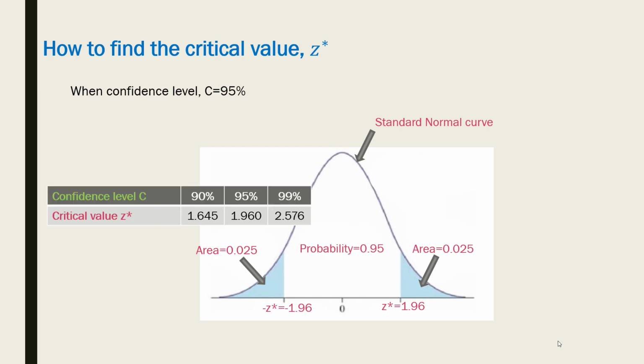These are some examples. These are not the only numbers. You can use 80%, 85%, 82%, any number. But these are the ones we mainly use. Confidence level 90%, critical value is 1.645. Similarly, you see 95%, 99%.